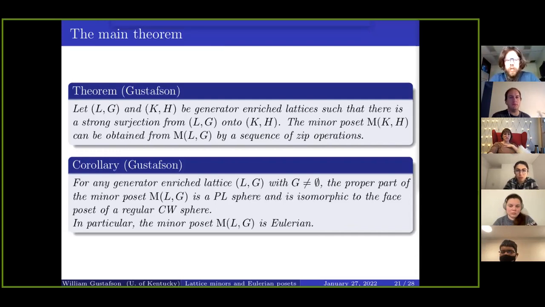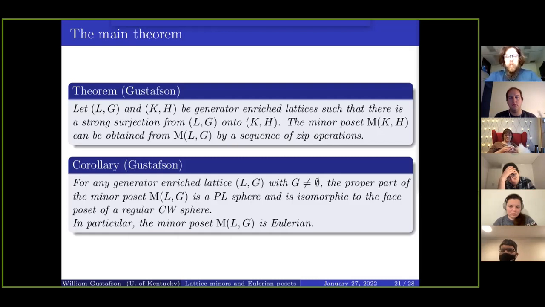Now here's the statement of my main theorem, the zip construction. If we're given two generator-enriched lattices, LG and KH, and we have a strong surjection from LG onto KH, then the minor poset of KH we can get from the minor poset of LG via a sequence of these zip operations. So in short, strong surjections induce zip sequences between minor posets.